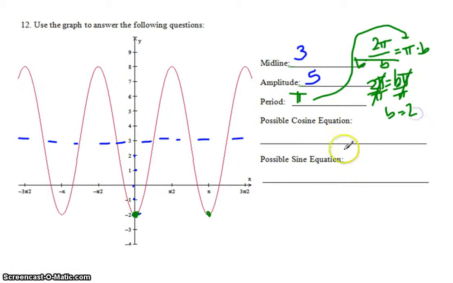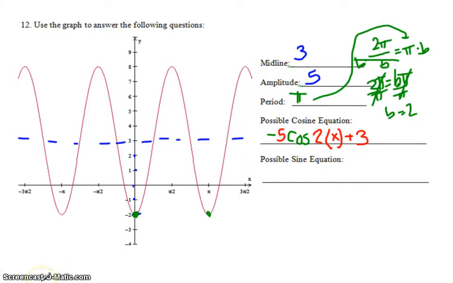Now for my equation, possible cosine, I'm going to start with my negative cosine. Now I'm going to enter my a value. My a value is my 5. My b value is 2, parentheses, x. Now, do I have a horizontal shift? No, I'm starting at the y-axis, so it's going to be x minus 0, or I can just leave it at x. And then I have a vertical shift, and that is my midline, so plus 3. And that is going to be your cosine.